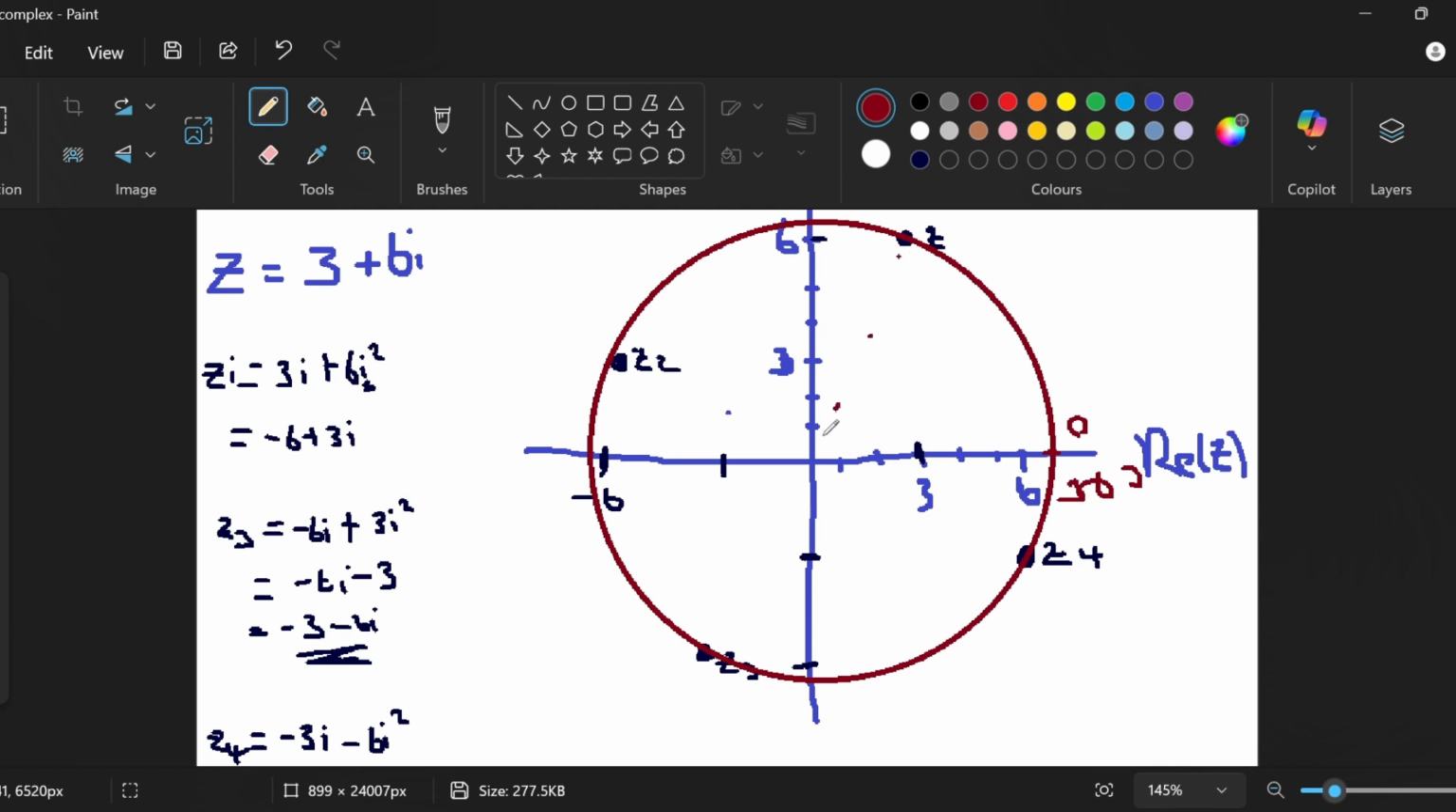And the relationship between these points is that each multiplication by i gives me a 90-degree turn. So from Z to Z2, that's Z multiplied by i, I get a 90-degree translation here. And the same goes for every subsequent multiplication by i, it results in a 90-degree turn.